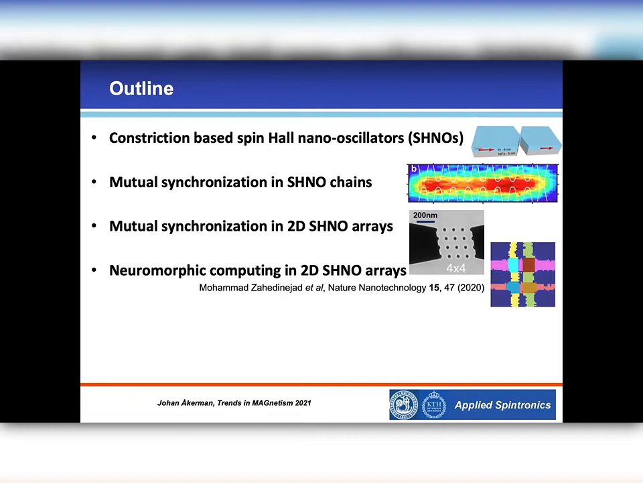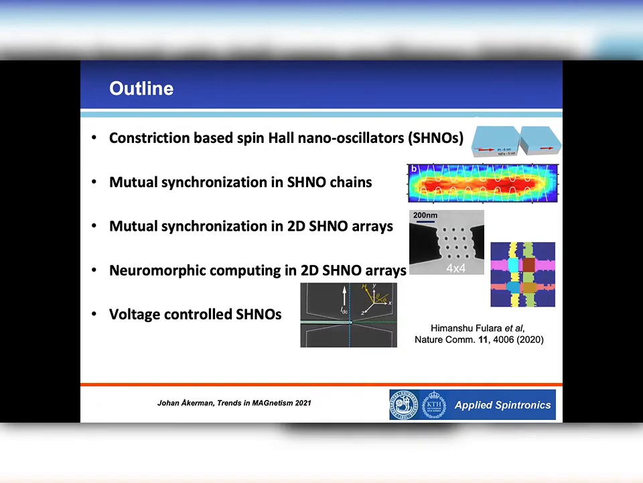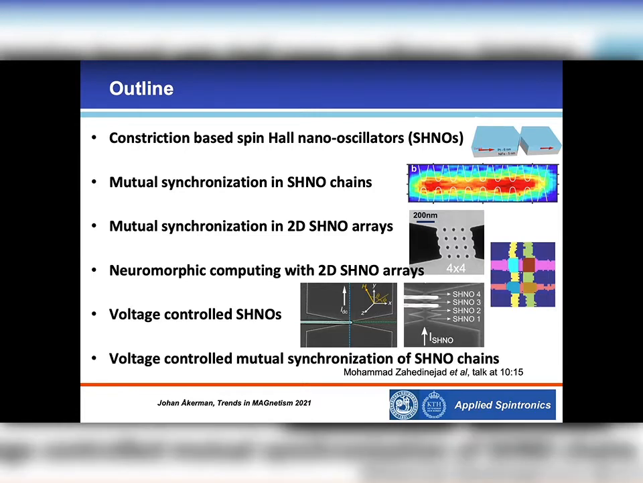And then I will move on to the most recent results, which are voltage-controlled spin Hall nano-oscillators, which we think are crucial for moving these neuromorphic computing schemes forward. And some unpublished data towards the end where I'll show that we can control mutual synchronization of spin Hall nano-oscillator chains by the voltage alone.